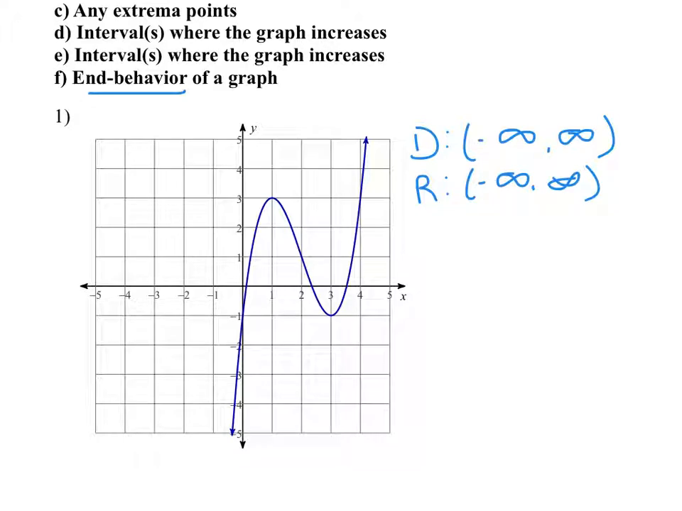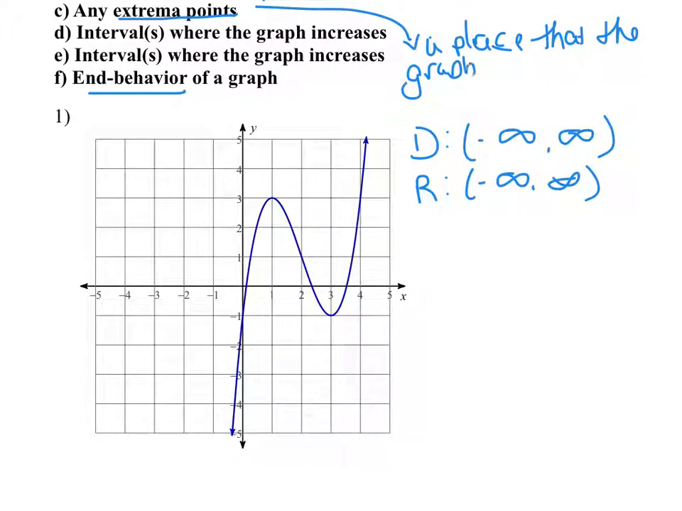Then we're going to discuss what an extrema point is. An extrema point is a place or a point that the graph is neither increasing nor decreasing. My stylus is acting weird, so that should say increasing or decreasing.